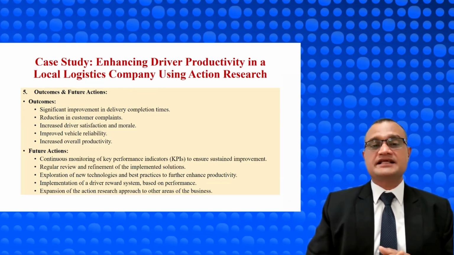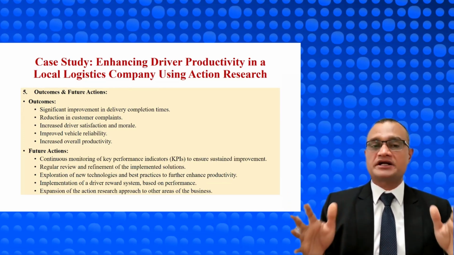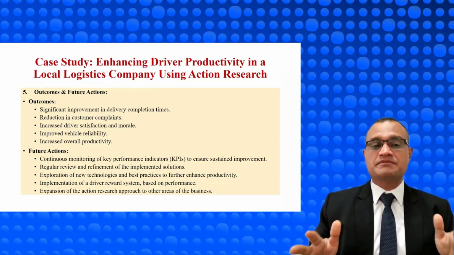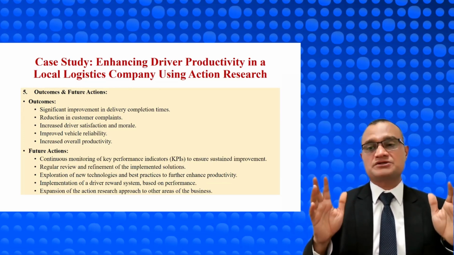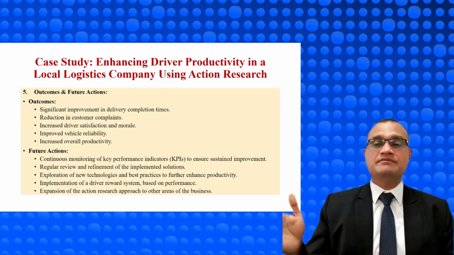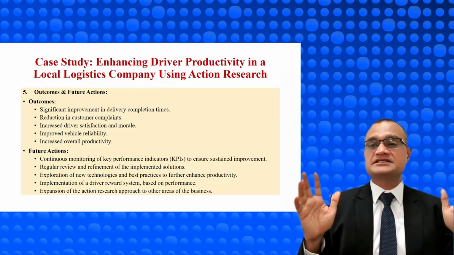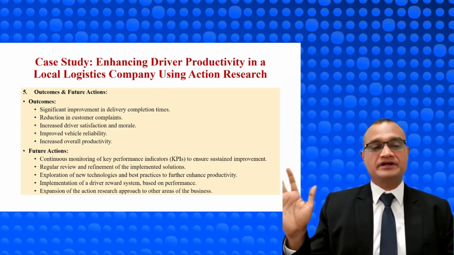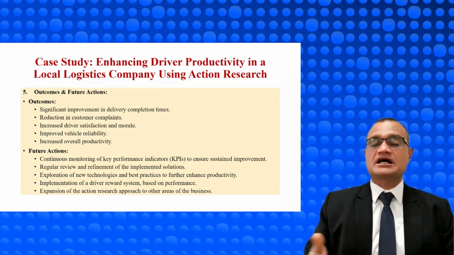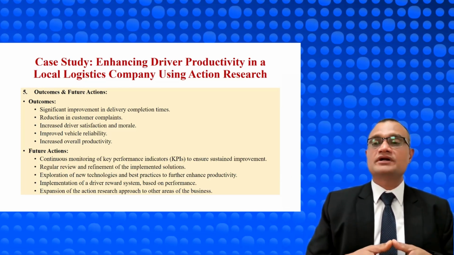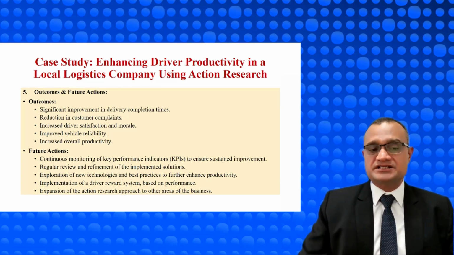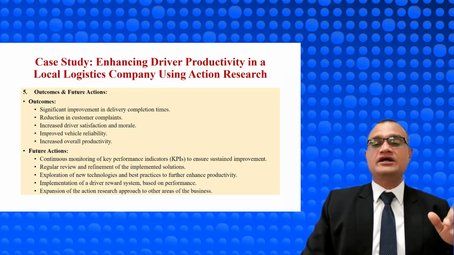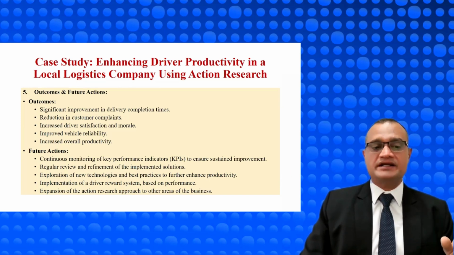Outcomes, as we discussed: there is a significant improvement in the productivity of drivers, delivery completion time, and morale, customer complaints have gone down, vehicle reliability has increased, and there is an increase of overall productivity. Based on this, the company has decided on a set of future actions. Number 1, continuous monitoring of KPIs, key performance indicators, to ensure sustained improvement.